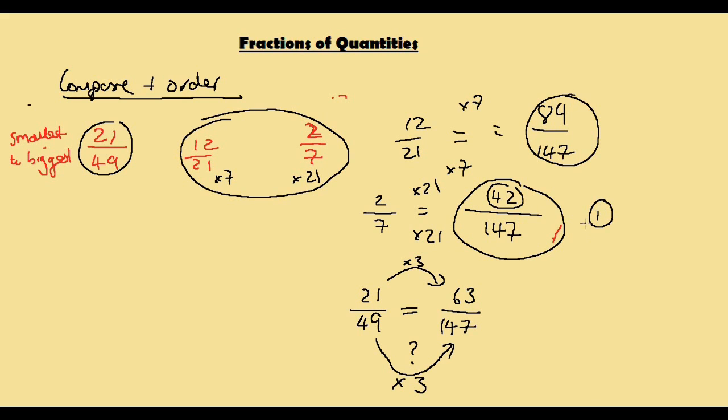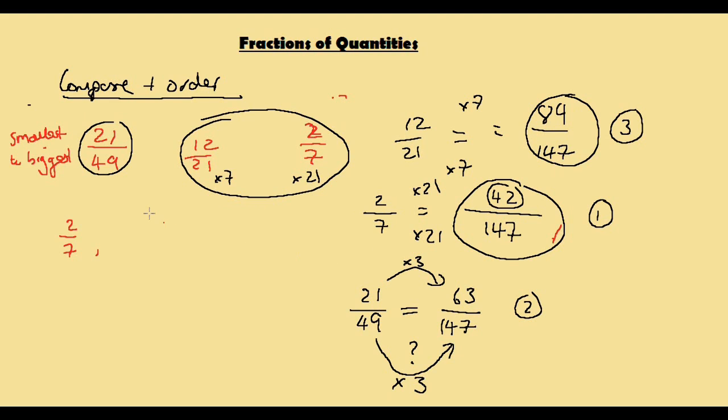So then what we can do is come over here and say my smallest was 2 over 7, because remember you need to go back to the fraction that was given in the question. We can't use the equivalent fractions to order them. We only use that to find out the equivalent fractions and then compare them. So 2 over 7 was the smallest, then 21 over 49, and then last but not least 12 over 21.